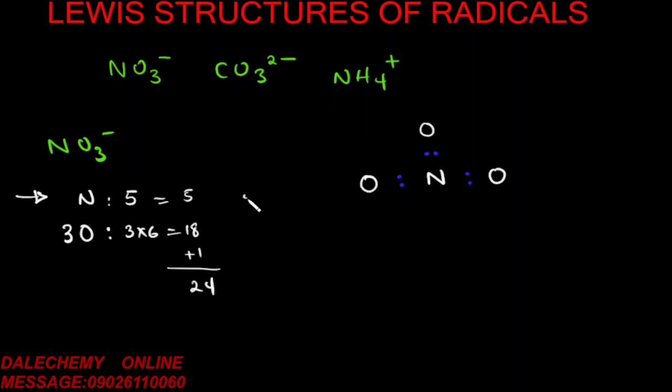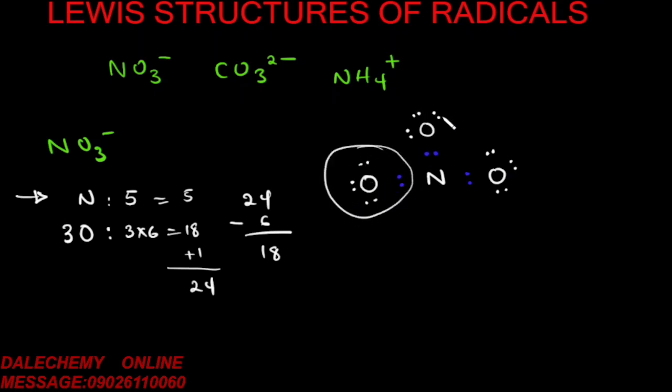Then out of this 24, you have removed 6 to form a bond. So the remaining will be 18. You start filling them from the one that is more electronegative, so those are the oxygen. Make sure you complete the octet of the first one before you move to the next one. So 6 here, another 6 here, 6 here again to complete it, because it's 18. So all of them have completed, I mean the oxygens, they have completed their shells.